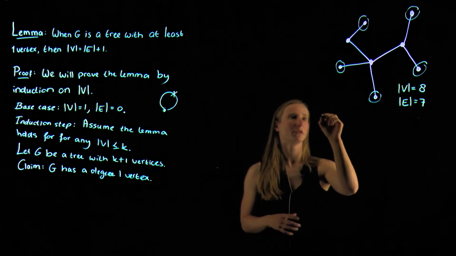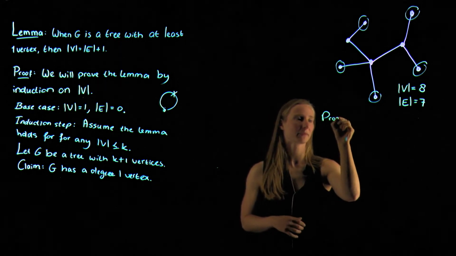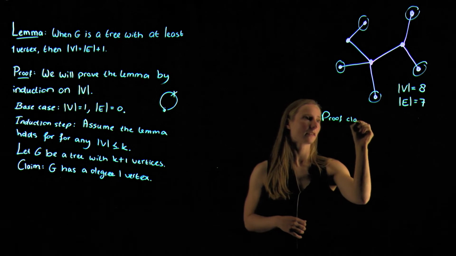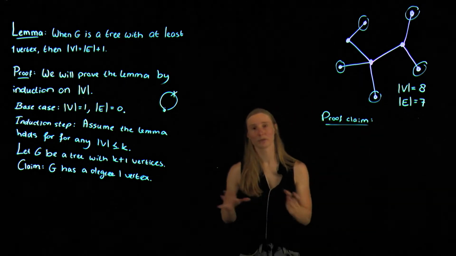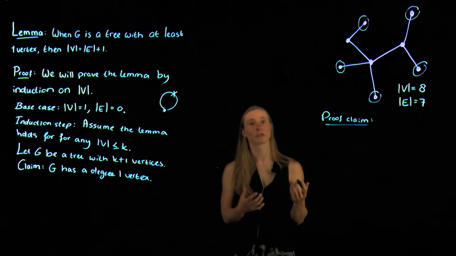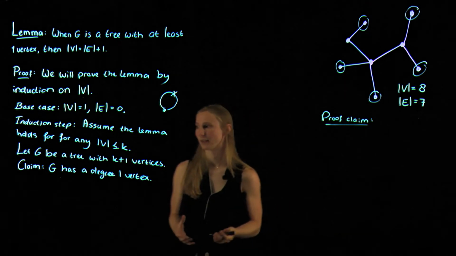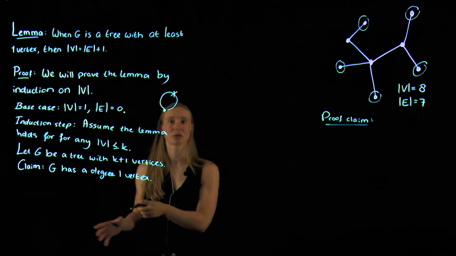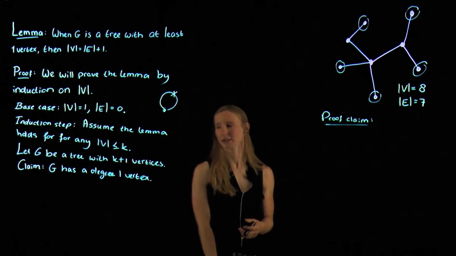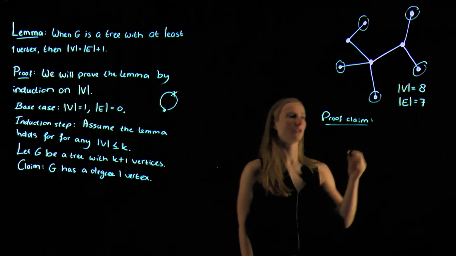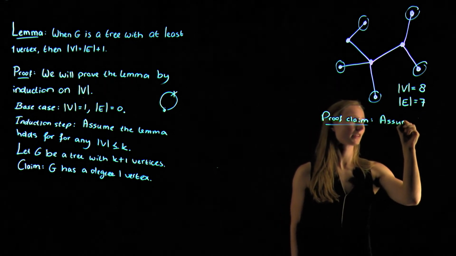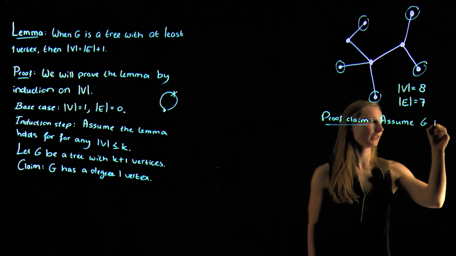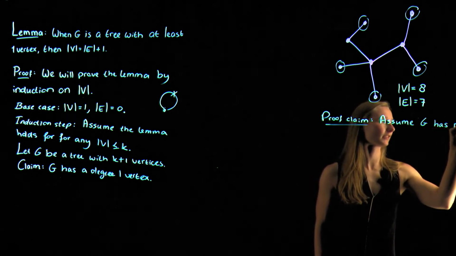So we'll prove the claim here. And we will prove this by contradiction. We first assume that the opposite of the claim is true, and then we will arrive at the contradiction at some point. So assume that this graph G has no degree 1 vertex.